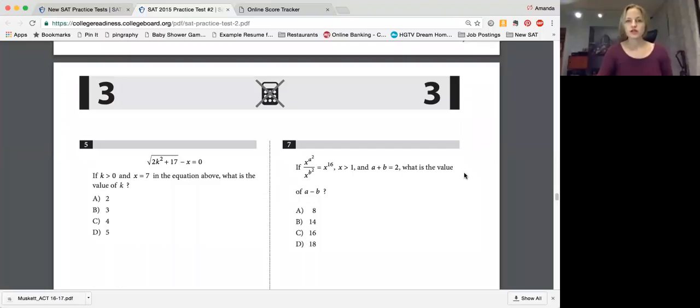Test number 2, section 3, number 7 of the official SAT study guide. And we are going to work out the solution for this one.